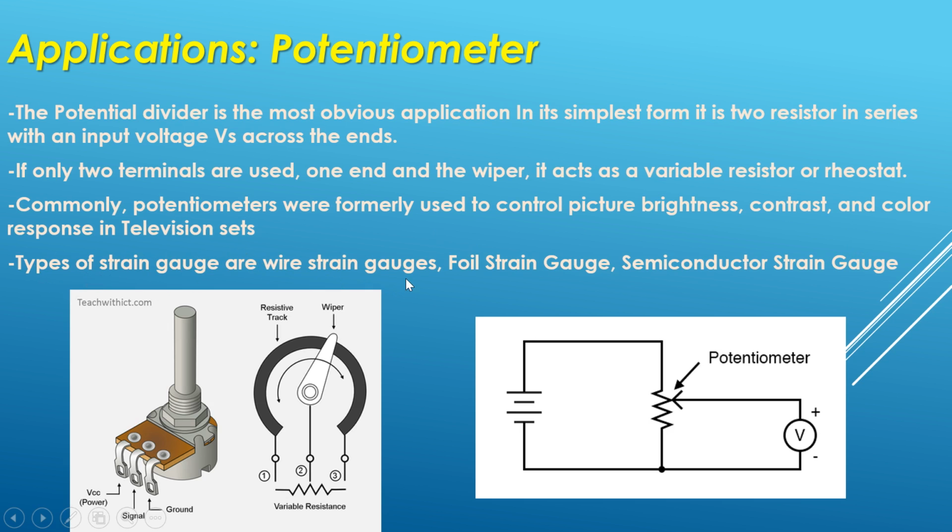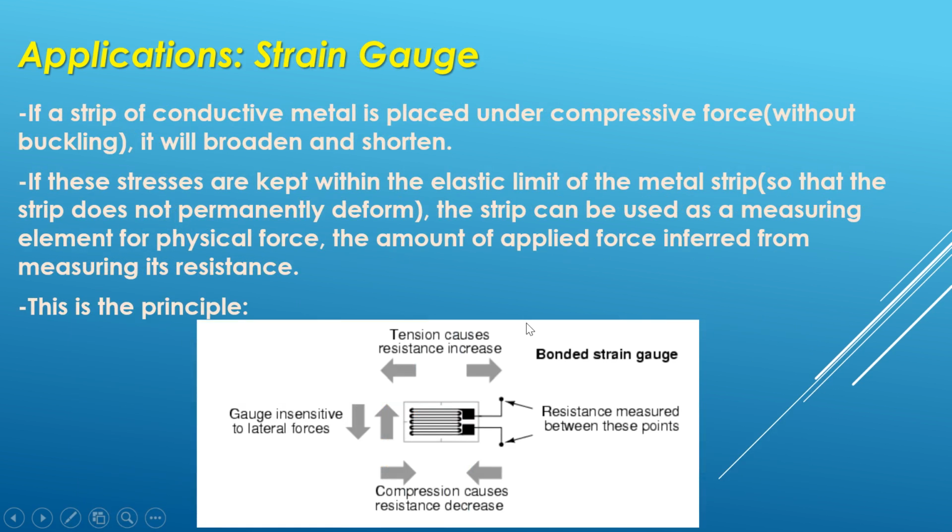Types of strain gauges are wire strain gauge, foil strain gauge, and semiconductor strain gauge. And here is a picture of the potentiometer, and we can see that it has three pins. One pin is connected to the wiper, one pin is connected to VCC, and the other pin is connected to ground. We only need to connect two of these pins to have a complete connection.